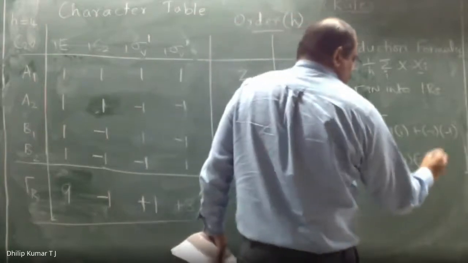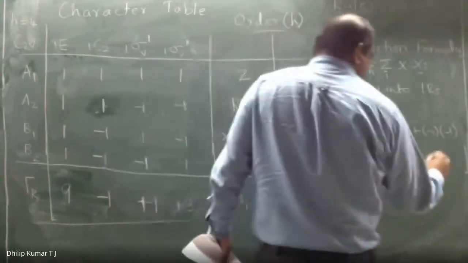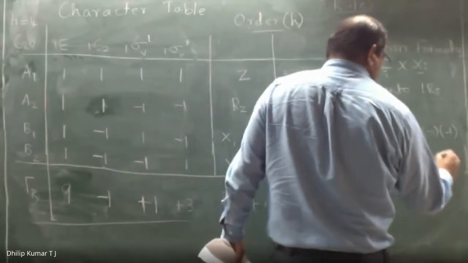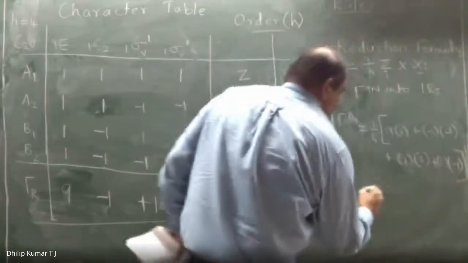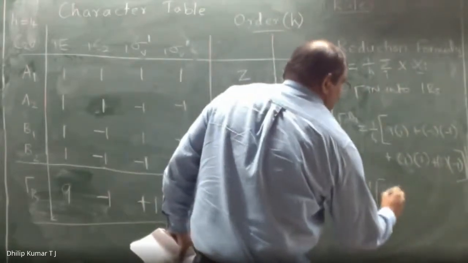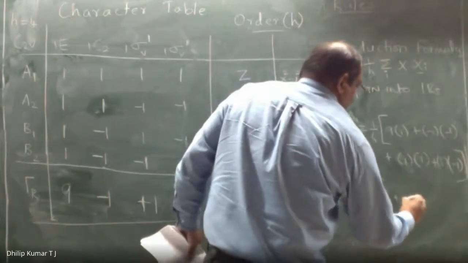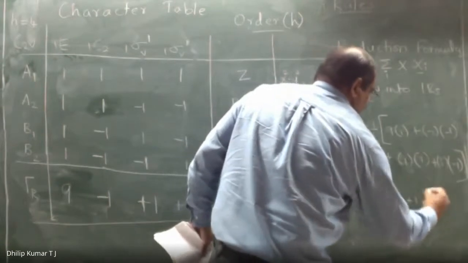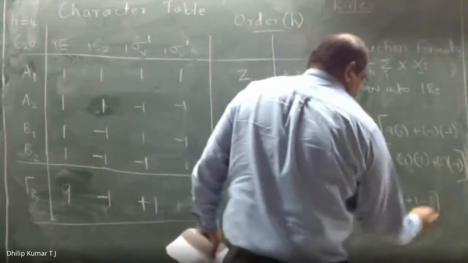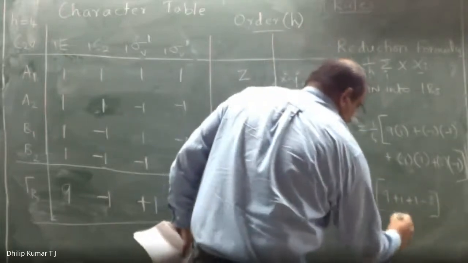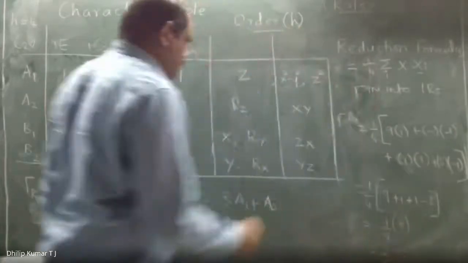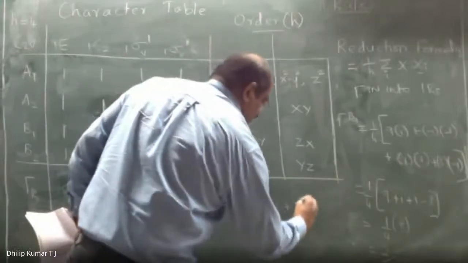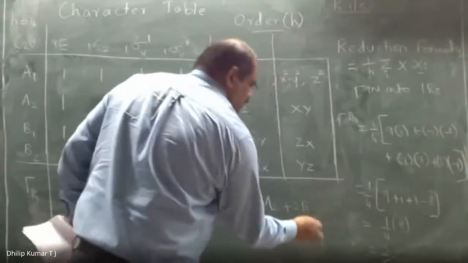No, this is plus 1 into B1 is 1, plus 3 into B1 is minus 1. So if I evaluate this, 9 plus 1 plus 1 minus 3. So 11 minus 3 is 8 by 4. So this will become 2. Okay, so you have 2 times B1.